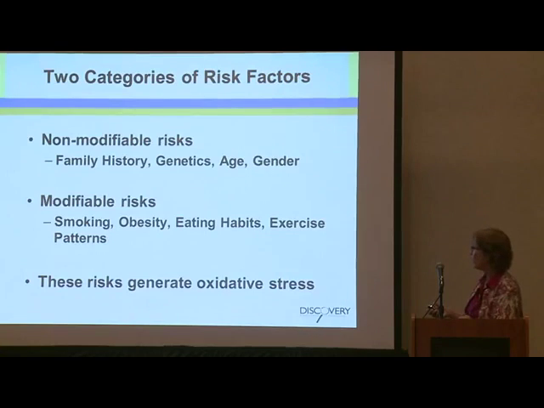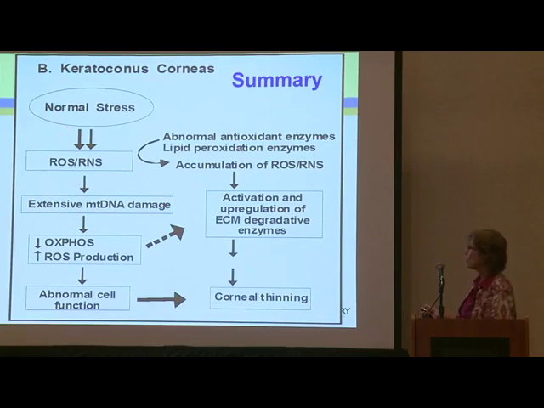But in keratoconus, what happens is those patients can be exposed to the exact same stress, but they have abnormal enzymes, and so those abnormal enzymes can't remove the ROS. So there's an accumulation of the ROS. When that happens, you get some mitochondrial DNA damage, it causes some damage to the cells, more ROS is produced, they have abnormal cell function, and we know that the ROS can activate the degradative enzymes, and that's going to lead to corneal thinning.